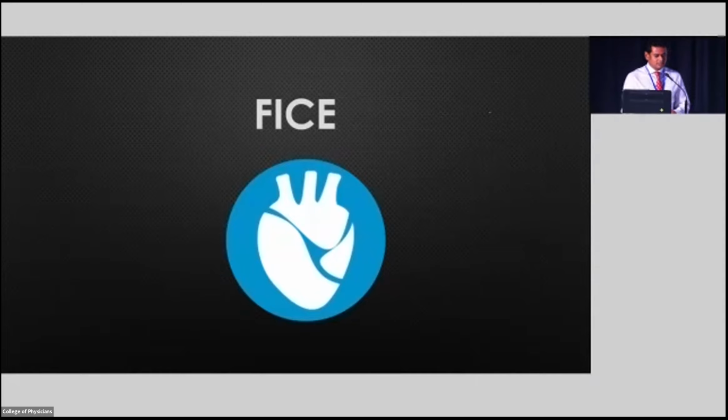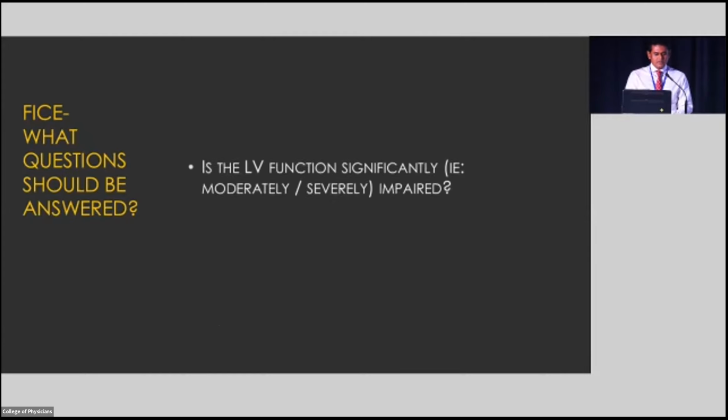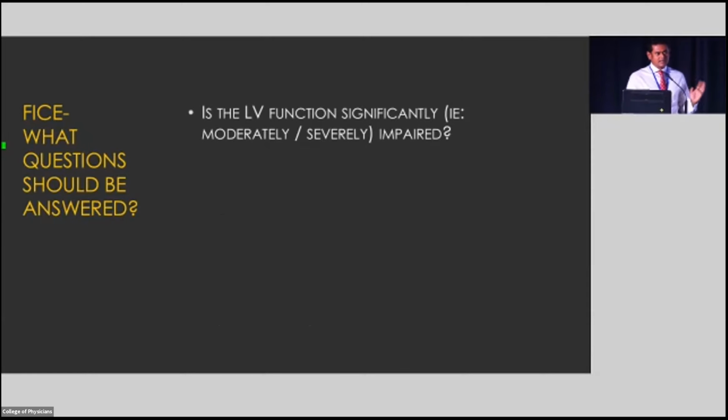Coming to FICE, focused intensive care echocardiography. When we do an echocardiography scan, we call it a focused echocardiography. When echocardiography was practiced by intensive care physicians, they had no clue what to write after the echocardiography. So someone came up with certain tick boxes that you have to fulfill after you perform this focused echocardiography. We'll be answering specific questions, which are either yes or no.